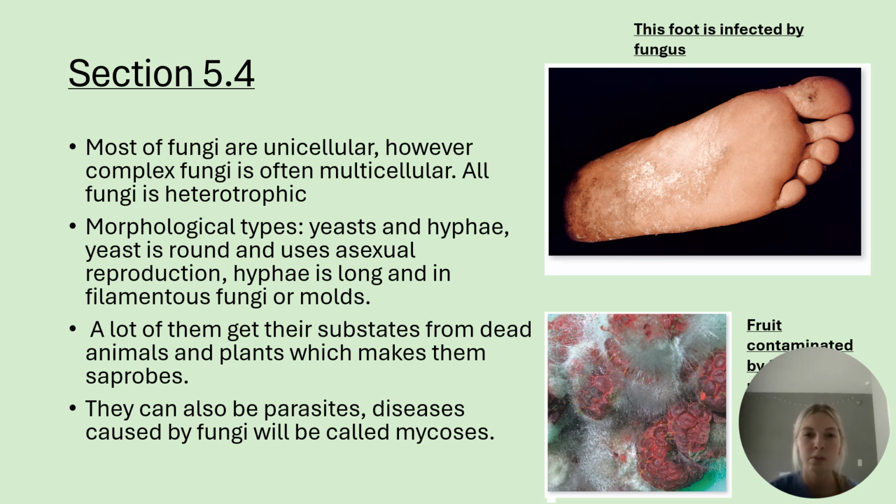I wanted to give a description of yeast and hyphae. Yeast is round and uses asexual reproduction. Then hyphae are long and found in filamentous fungi or in molds. A lot of them get their substrates from dead animals and plants, which makes them saprobes. They can also be parasites.